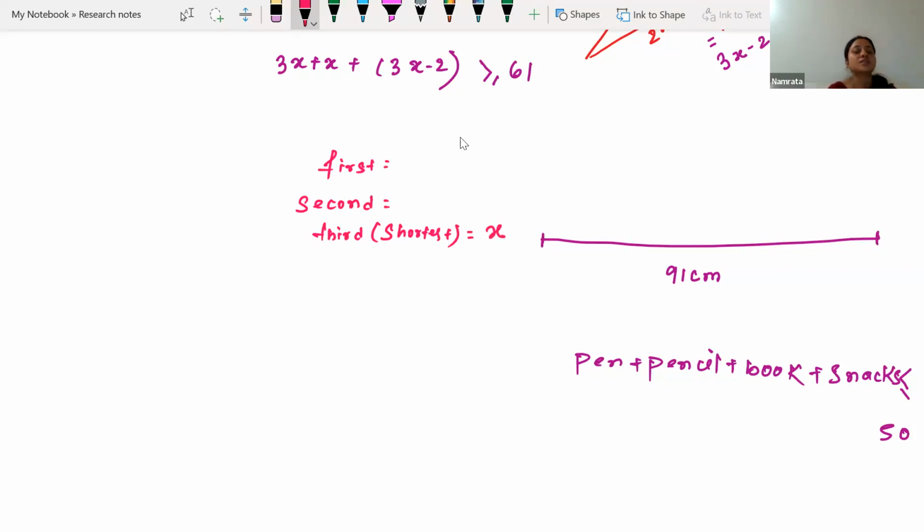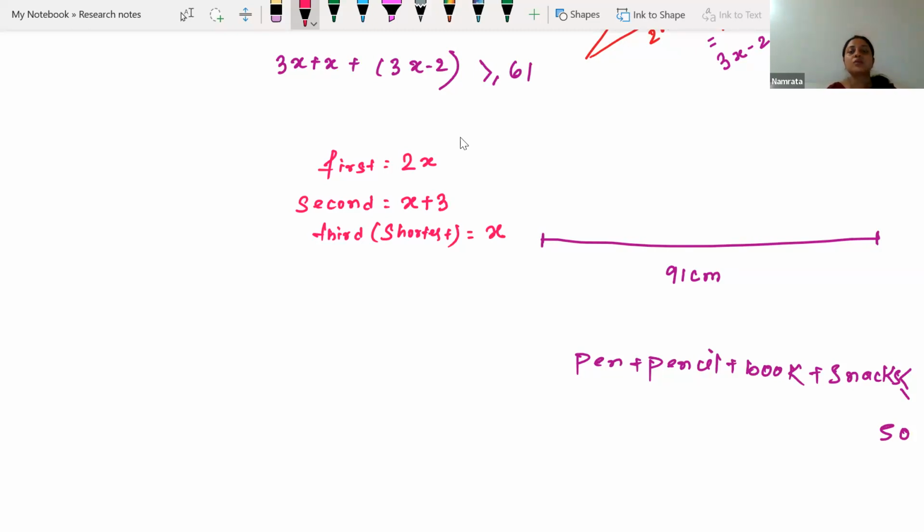We'll be considering the shortest as x. Now again, I am reading: the second is 3 centimeter longer than the shortest, and the third is twice as long as the shortest. So there are three pieces. One is the shortest, the second one is 3 centimeter more than the shortest, and the first one is twice the shortest. Is it clear so far?